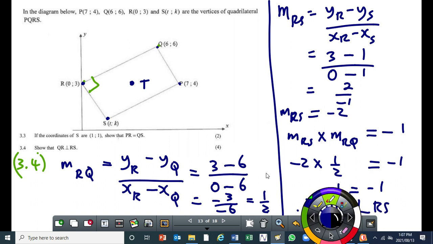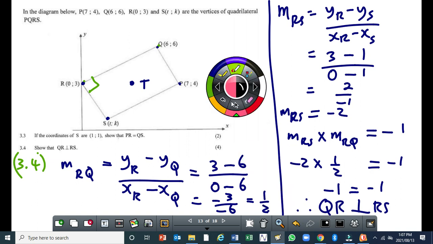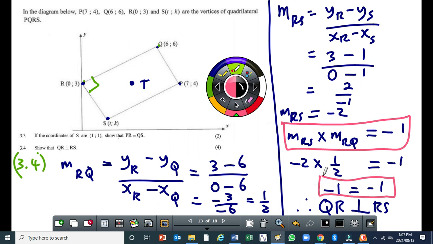Now it's very important for you when you are doing this question to write this, okay, and also to come to this point. Because you have to prove that the product of their gradients is -1. Alright? Are you following there? It's not that easy to get those 4 marks. You have to make sure that you do it the proper way. So you must know that the gradients are going to give you a product which is -1 if the two lines are perpendicular. All right?